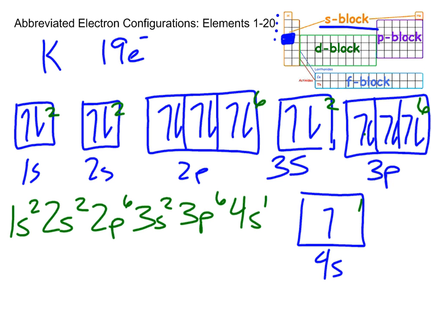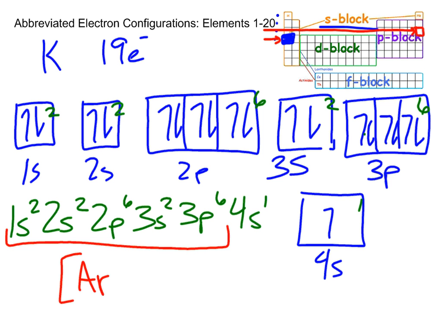Now, if I wanted to do the abbreviated electron configuration, what I need to do is find out, well, what noble gas did I pass? Okay? So the most recent noble gas that I passed, if I look up at this periodic table, since this is in the fourth energy level, I need to look in the third energy level. So what's my noble gas in the third energy level? And that would be argon. So, as it turns out, this whole thing is argon.